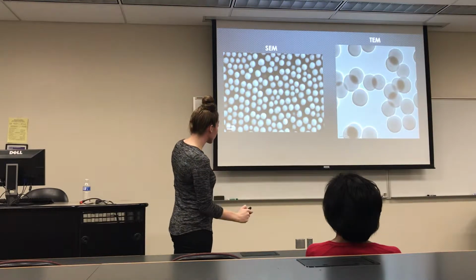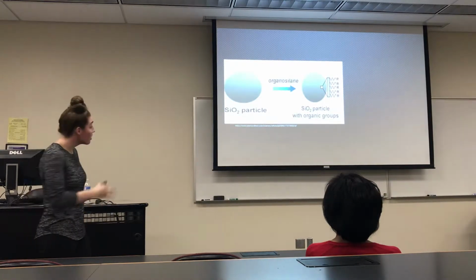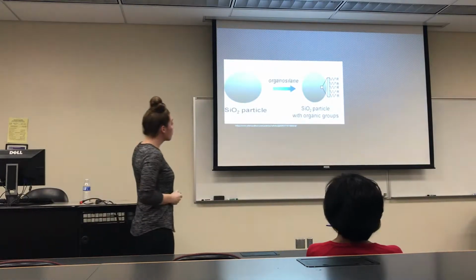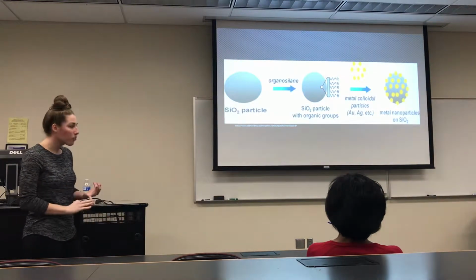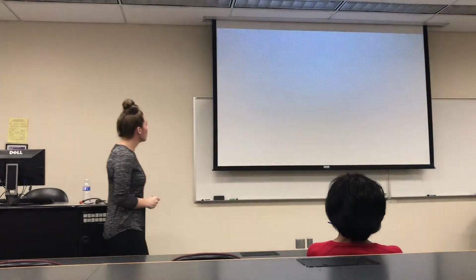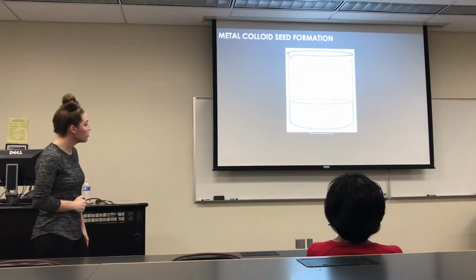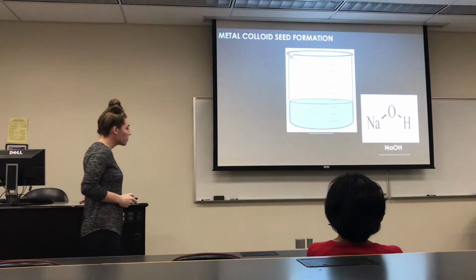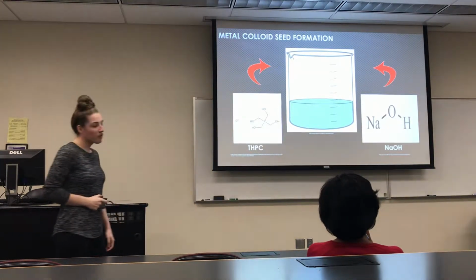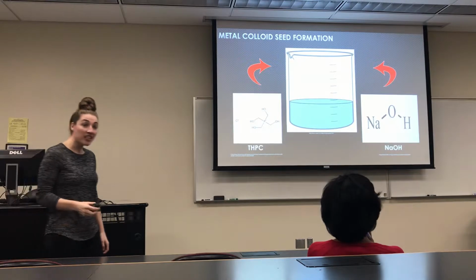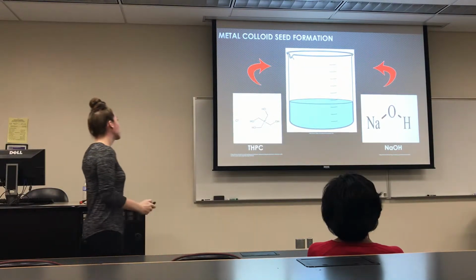Moving forward from this, now that we have confirmed that we've got our SiO2 nanoparticles with those amine groups on them, we can go ahead and start the seeding process. What we start with is just deionized water in solution. Then we add a little bit of sodium hydroxide along with THPC, which is a very strong reducing agent to get that gold to actually bind initially to the surface.